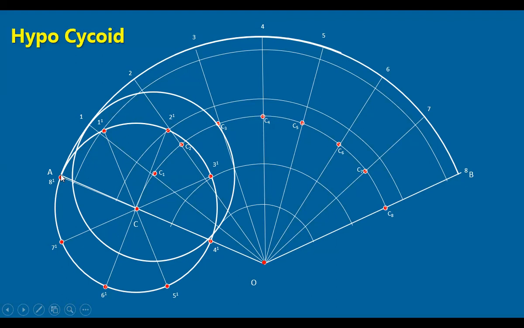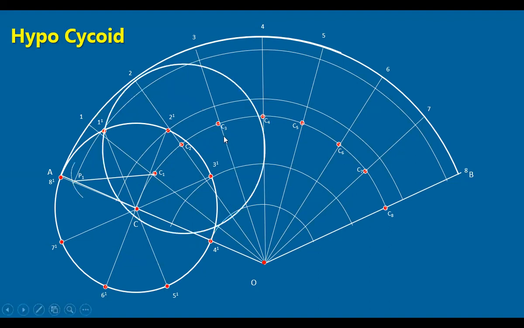At the same time, this point on the circle moves away, but whatever the point on the circle, it is always at the radial distance from the center of the circle, small r. So with C1 as center and small r as radius, intersect the arc passing through 1 dash like this. You get a point 1.